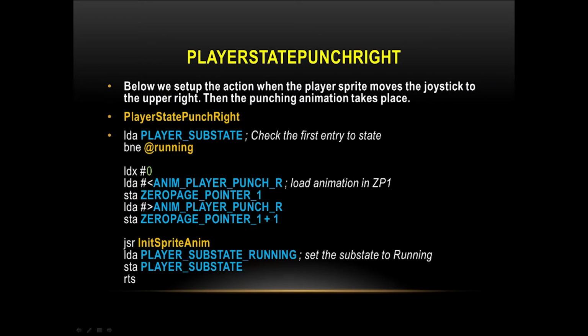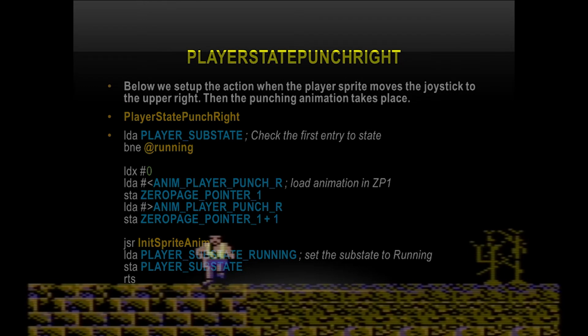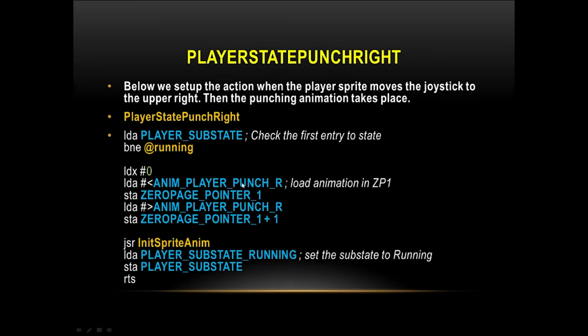Player state punch right. Before we set up the action, when the player sprite moves the joystick to the upper right, then the punching animation takes place. So in this subroutine, we're now including the punching right. Now that we move the joystick, it's calling this subroutine, which, if you remember, is going to load those animation states, pulling directly from the CBM-PRG Studio sprites and storing them in the zero-page pointers, low and high bytes. It basically sends this call off to our animation to pull those and set those directly to the sprite frames that are seen on the screen.